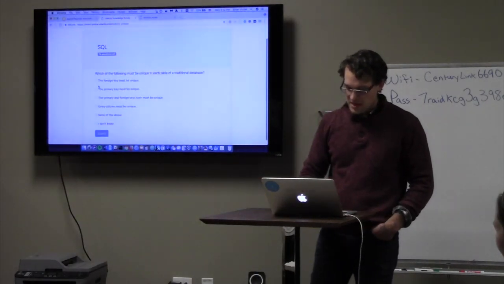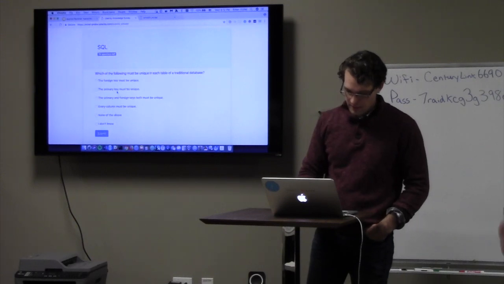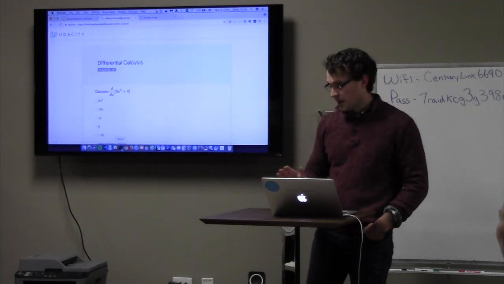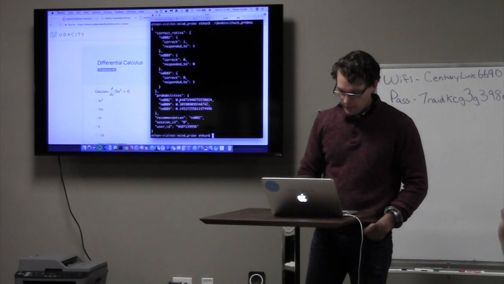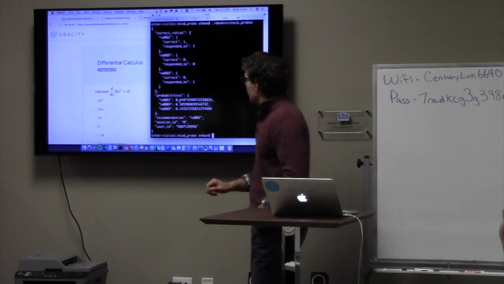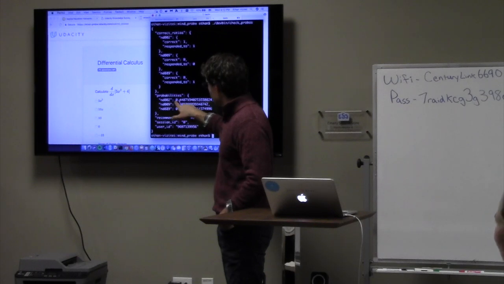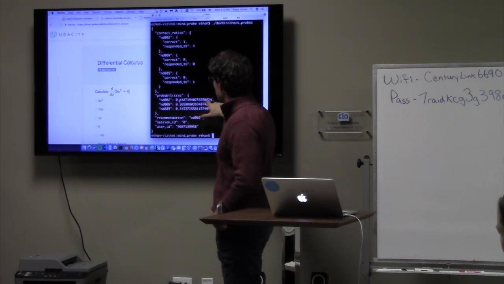Which of the following must be unique in each of a traditional database? I believe the answer to this one is primary key. Okay, so I've only answered two questions. There are something like 100 in here. And now that one I got correct. And I can see that ND002 is starting to look like a good fit.